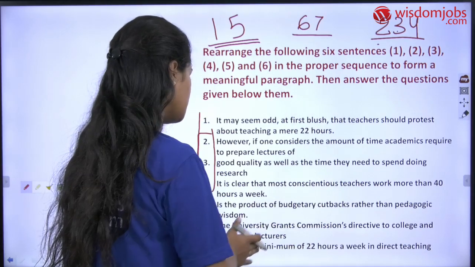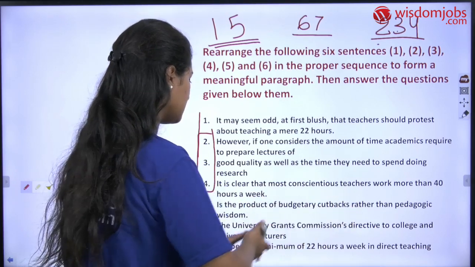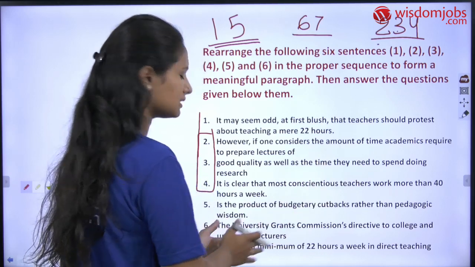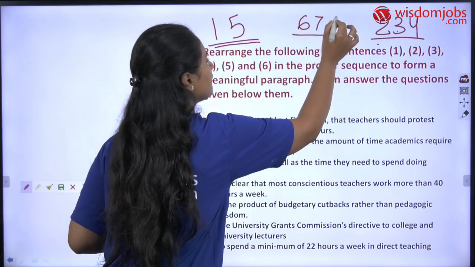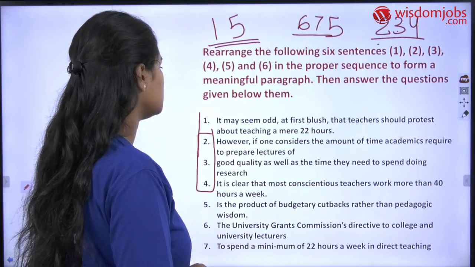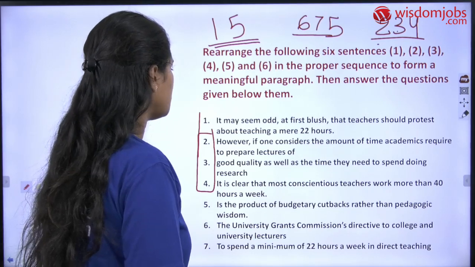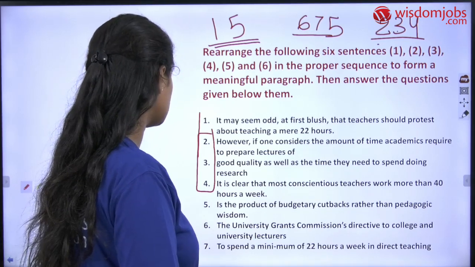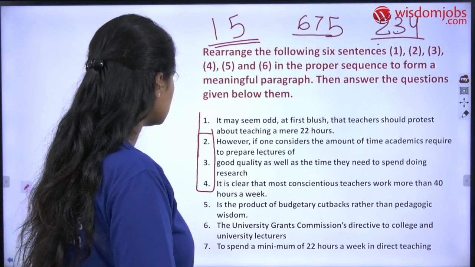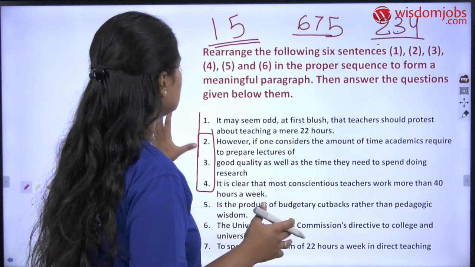The university grants commission directive to college and university lecturers to spend a minimum of 22 hours a week in direct teaching. Is the product of budgetary cutbacks rather than pedagogic wisdom. So now let us see 6, 7 के बाद 5 को रखते हैं. Then it may seem odd at first blush that teachers should protest about teaching a mere 22 hours. However, if one considers the amount of time academics require to prepare lectures of good quality as well as the time they need to spend doing research, it is clear that most conscientious teachers work more than 40 hours a week. That is how it's formed.